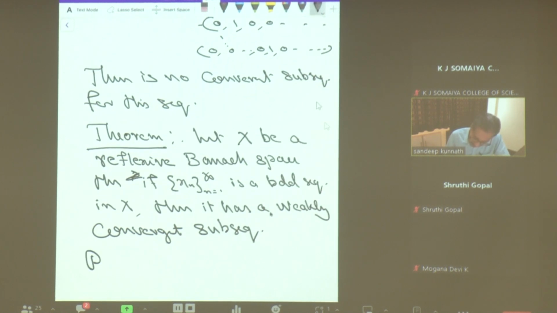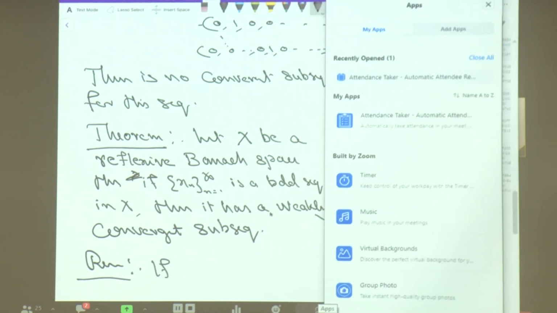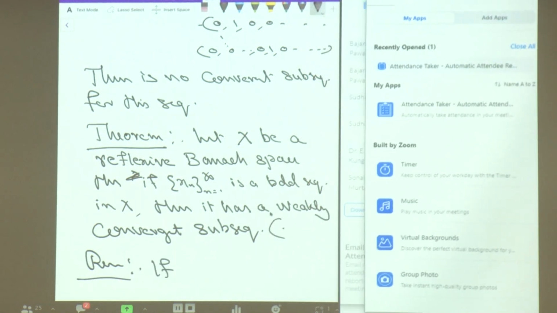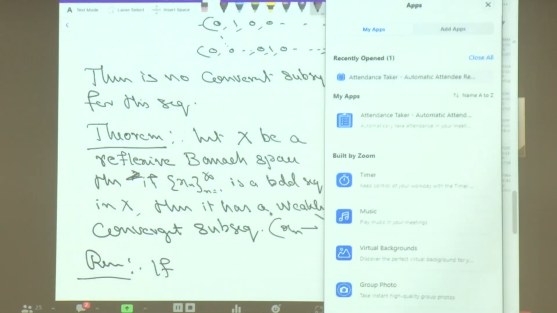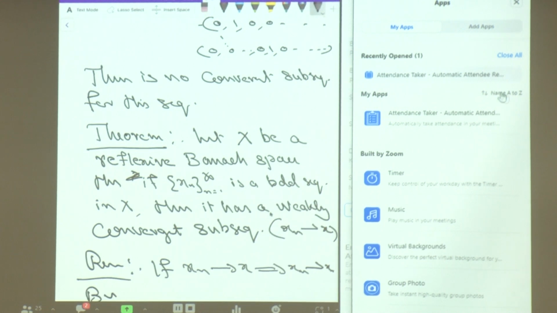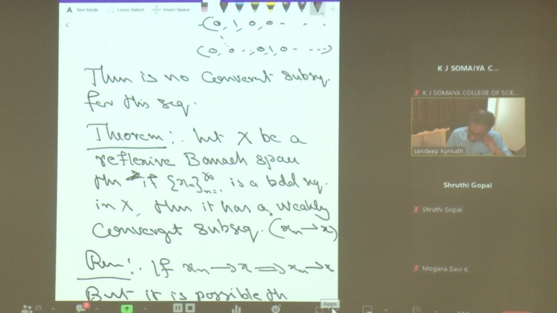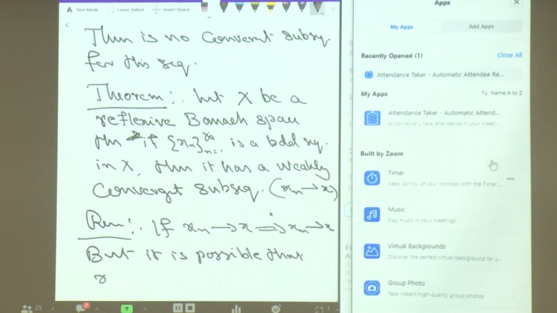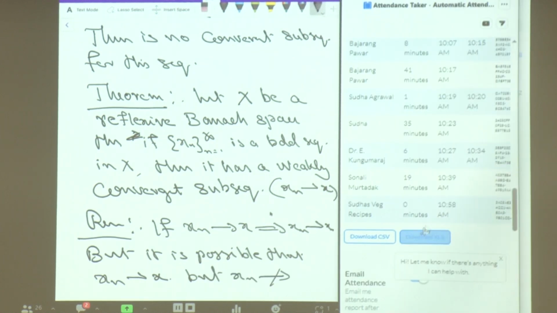Okay, so the remark is, this is the notation: we will write that Xn converges weakly to X. If Xn converges to X, then this will imply that Xn converges weakly to X. But it is possible that Xn may converge weakly to some X, but Xn may not converge strongly.